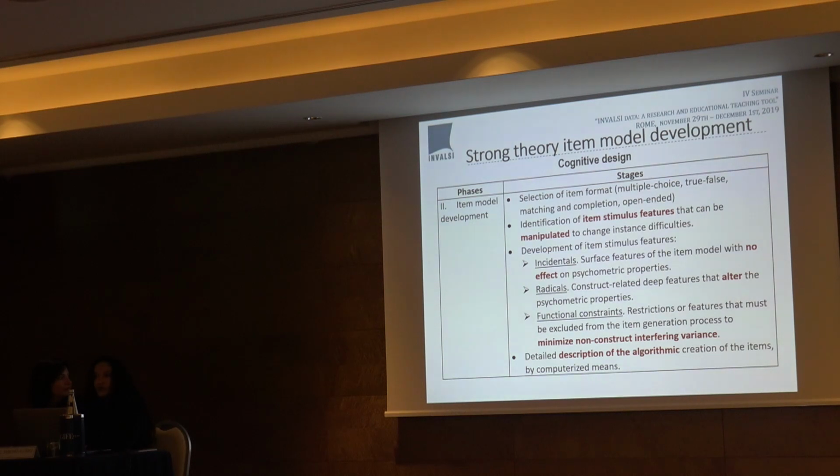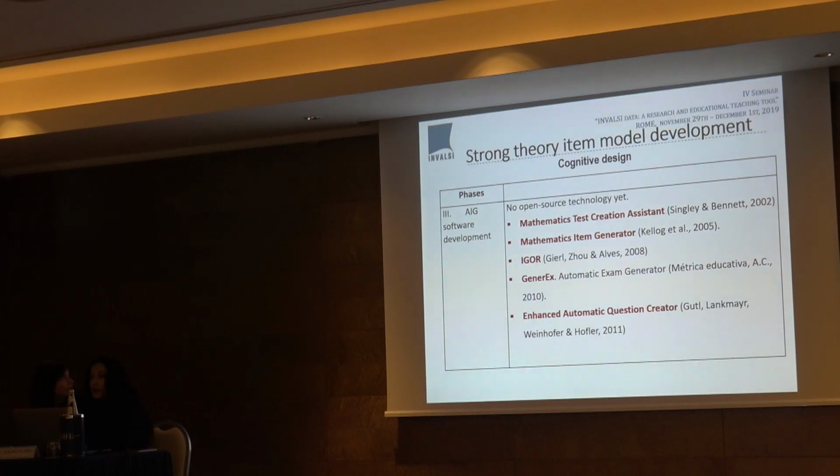So the incidentals do not change the content. They do not change the construct. They are mostly semantic. The radicals are the content itself. So this might change the level of difficulty if that is the purpose, or we can maintain the level of difficulty, but change the content itself. And the functional constraints have to do with controlling the non-construct interfering variants. So we have to set rules. We cannot do this or that with the item, because we will go away from the construct that is being measured.